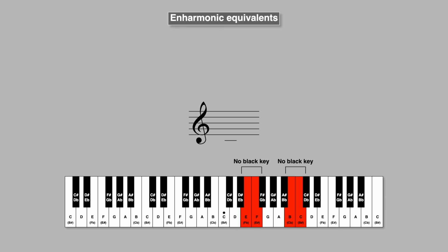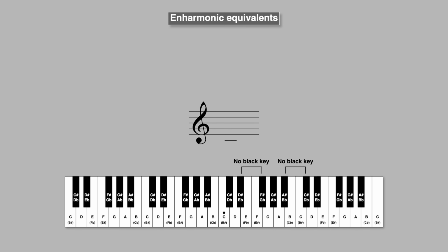Going back to the white keys, we see that certain pairs of white keys don't have a black key between them. This is between the notes E and F and between the notes B and C. These keys also have alternative note names. So we have 4 more enharmonic equivalents. The note E can also be called F flat, and the note F can also be called E sharp. Similarly, the note B can also be called C flat, and the note C can also be called B sharp.